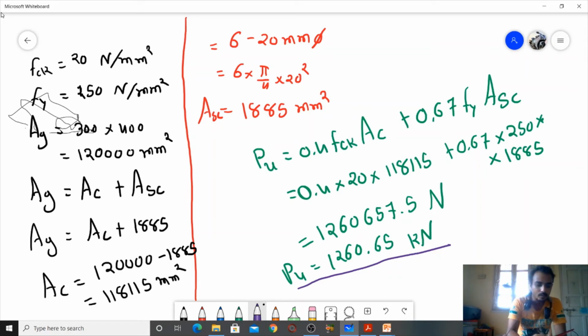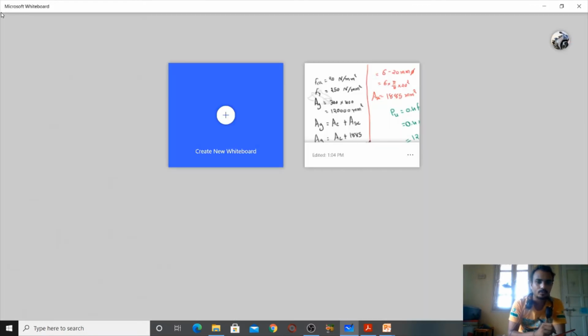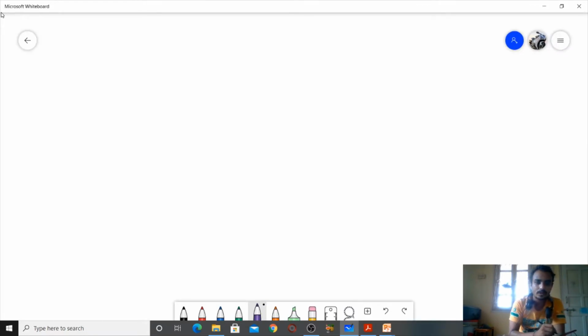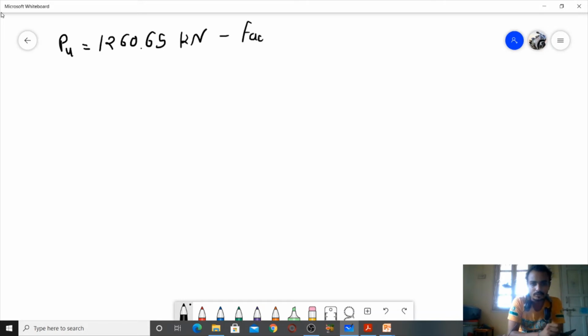Now one more thing is here. Also find the spacing of lateral ties and draw the required sketch. Okay. Now we go on to the next page. Our Pu is 1260.65 kilonewton. It's a factored load.